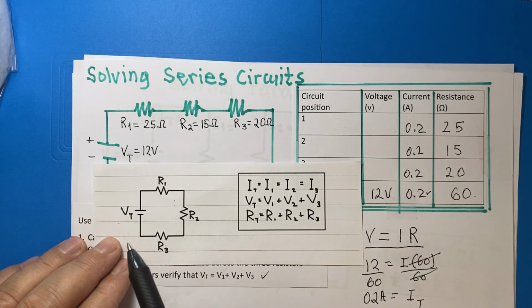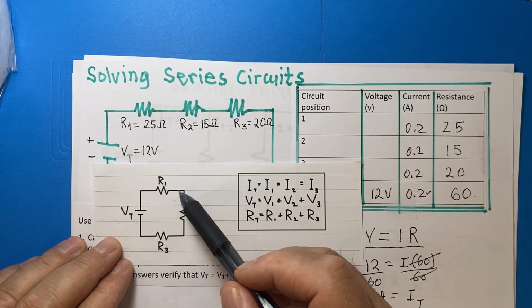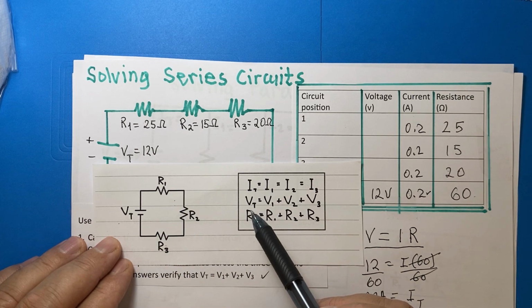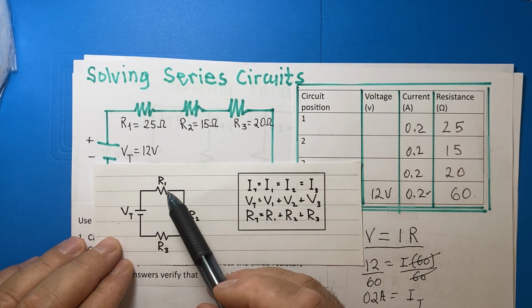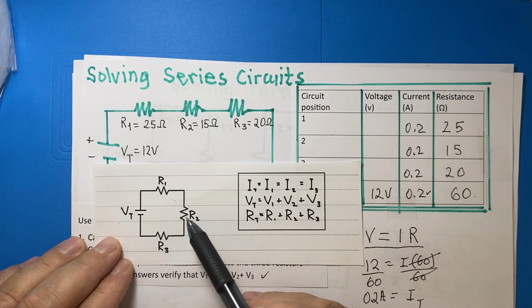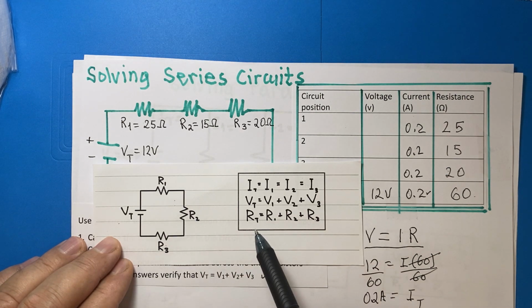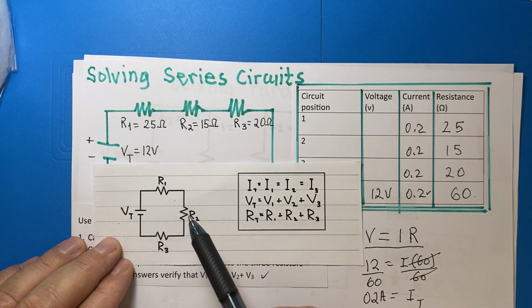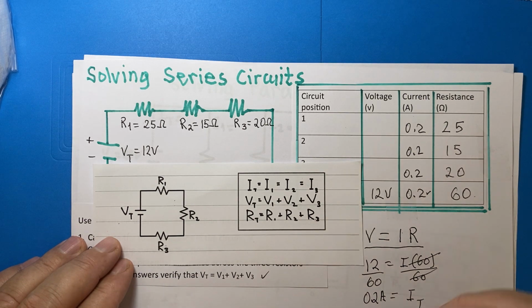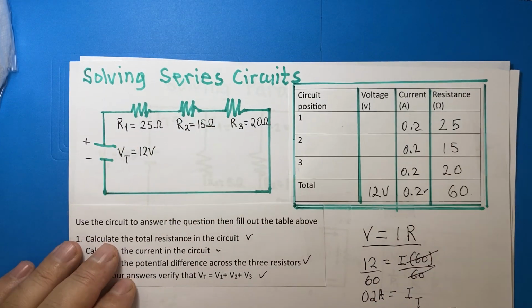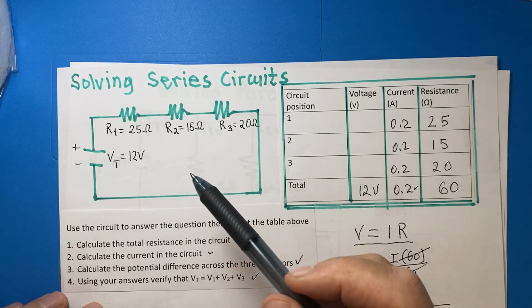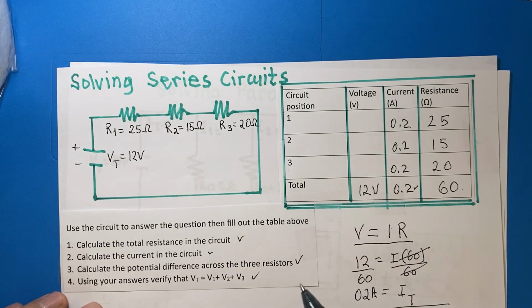Voltage drops because it's used by the loads, the resistors. So total voltage is equal to V1 plus V2 plus V3. And total resistance is R1 plus R2 plus R3. Now use a circuit to answer the questions, then fill out the table above. Calculate the total resistance in the circuit.